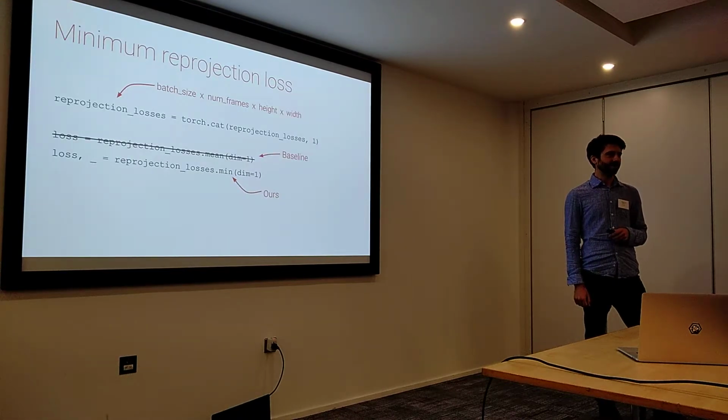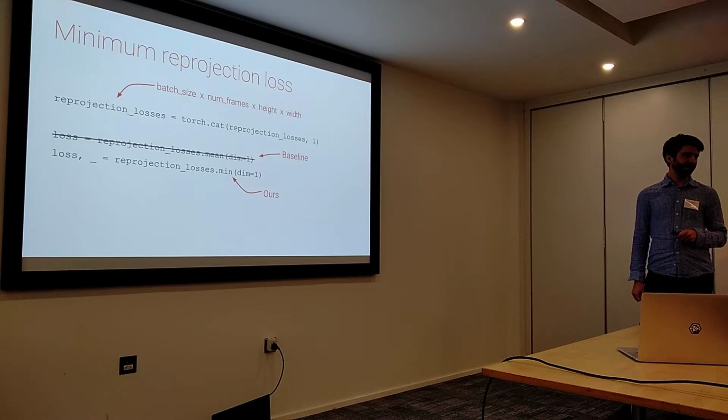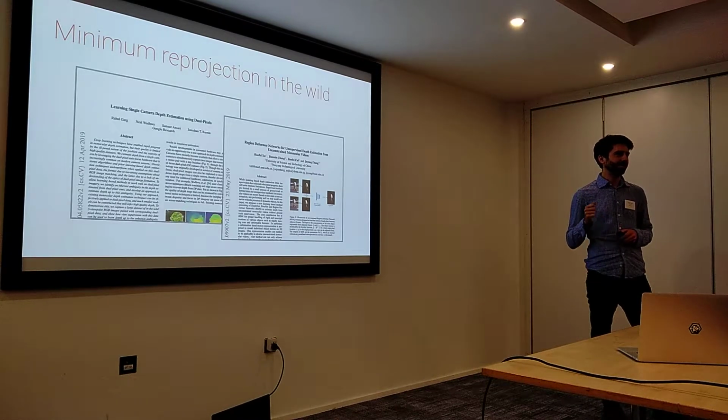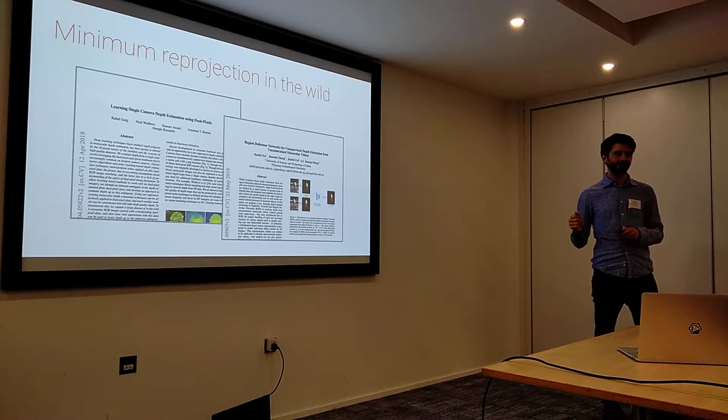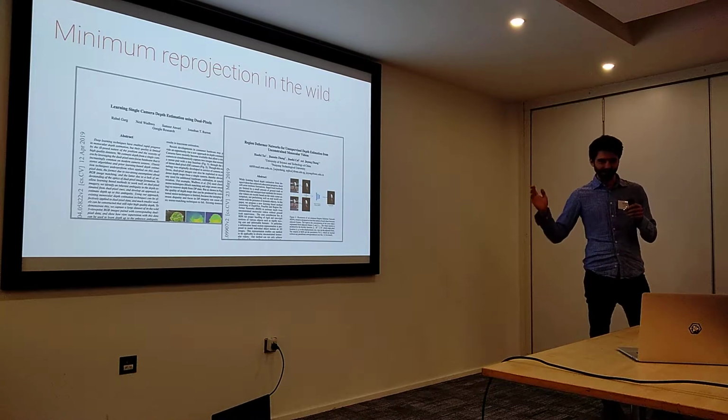And in practice, depending on how you've written your code, this might just be a one-line change. So you have all your reprojection losses, batch size, your number of frames, your height by width, and instead of averaging over your frames, you take the min over your frames. Turns out this is quite key to getting those sharp edges. We think an example of a good idea is not just when the paper gets cited, but when people actually start using it. And since we published it, people have already been using it, which I think is a good sign that this is something worth doing. So it's already existing out in the wild.